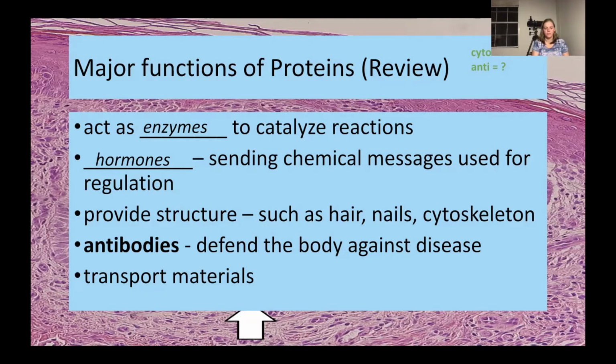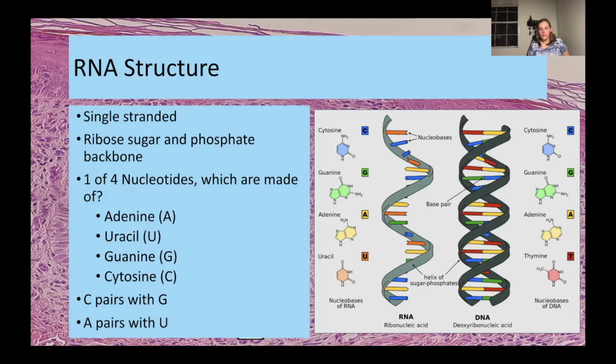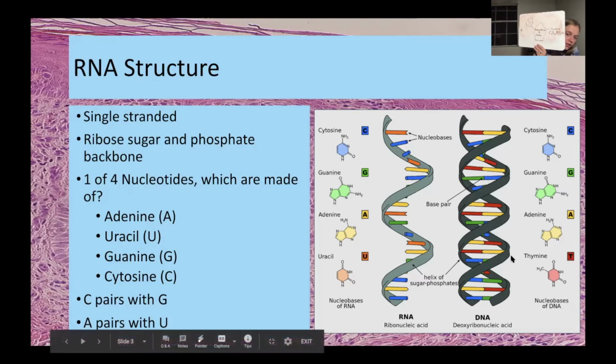The order of amino acids is going to be coded for in the DNA and the RNA, your nucleic acids. And these nucleic acids are made of nucleotides, which we can see here. Nucleotides have three parts: a sugar, a phosphate, and one of these five bases. And the sugar and the bases are going to be different depending on the type of nucleic acid that we have.